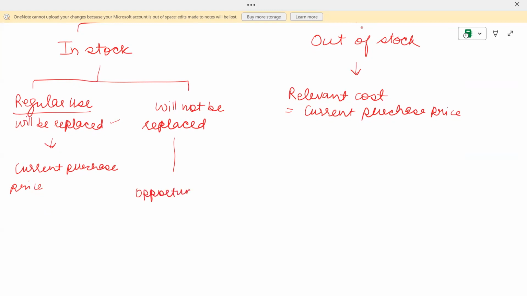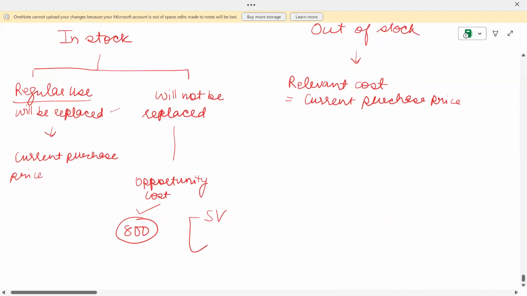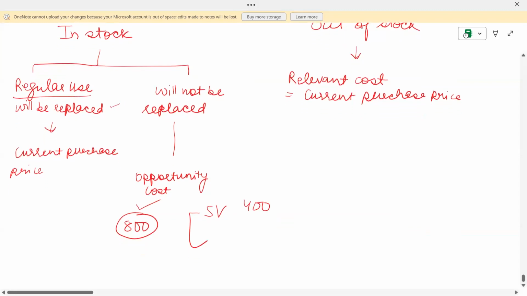Now what do we mean by opportunity cost? That means the cost is going to be the lost scrap value. So perhaps I had this material, let's suppose worth $800, which I do not use. It was probably bought by mistake, and this is not something which I will be using. Now, there is a contract which requires this material, which is worth $800. And let's suppose if I do not use this in the contract, I will be able to sell it off at a scrap value of, let's suppose, $400.